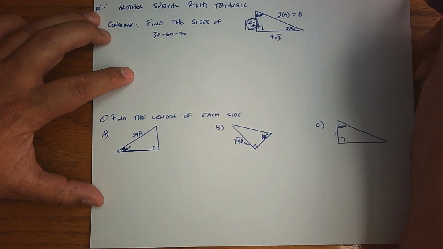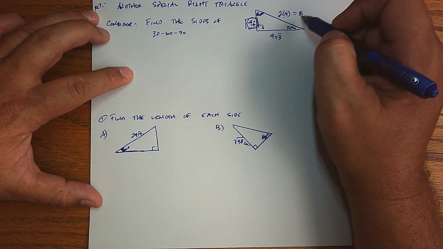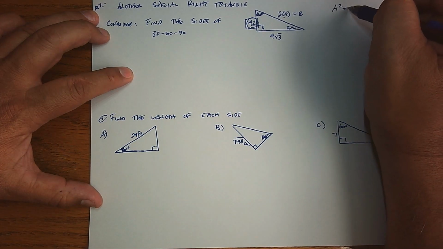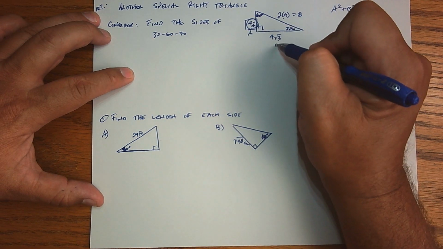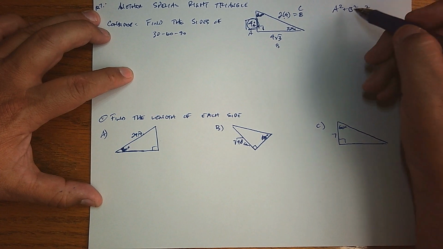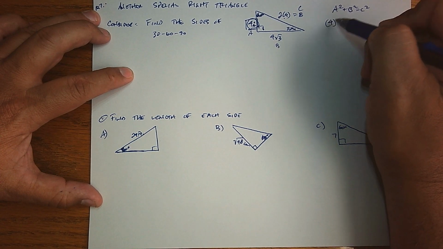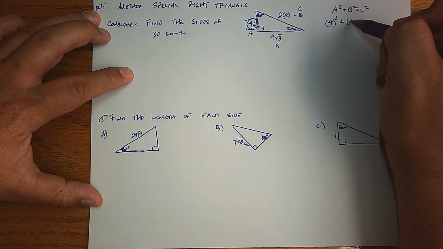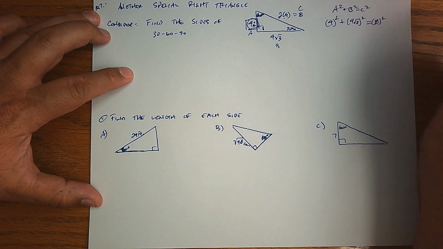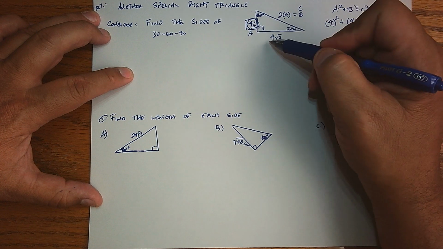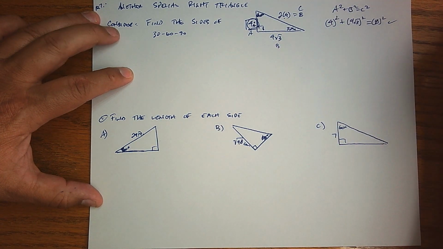All right, so how can we prove this relationship to be true? Well, again, we know that the Pythagorean theorem is true, so let's put our information in there. So here's A, here's B, and here's C. And so our A in this case is 4, our B is 4 square roots of 3, and our C is 8. So if this relationship amongst the sides is true, this should be a true statement.